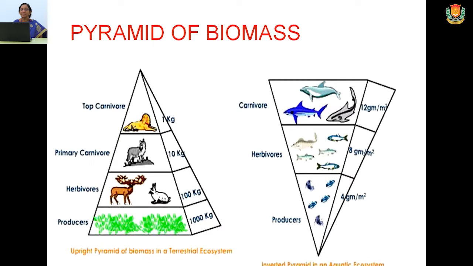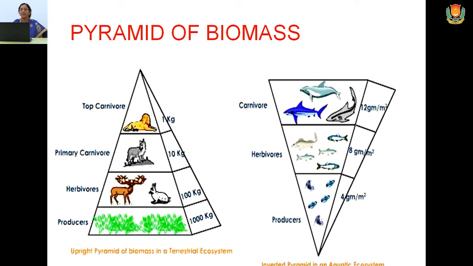But it is not the same when we come to aquatic environment. We can see that in aquatic ecosystem there is an inverted pyramid, which is quite opposite. We can see that the biomass of producers is less when compared to the biomass of the carnivores. So you can see that there is an increase in biomass in the inverted pyramid of aquatic ecosystem.